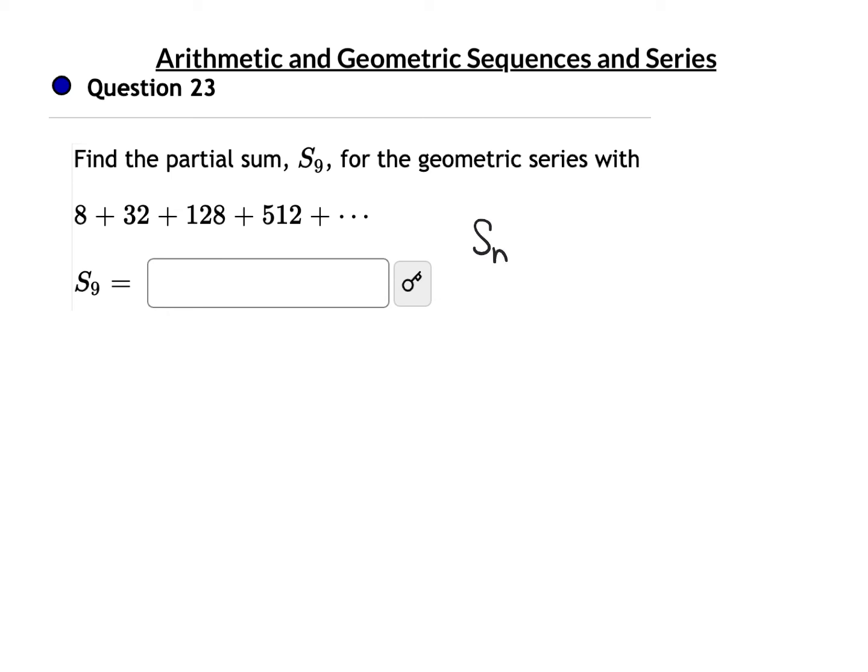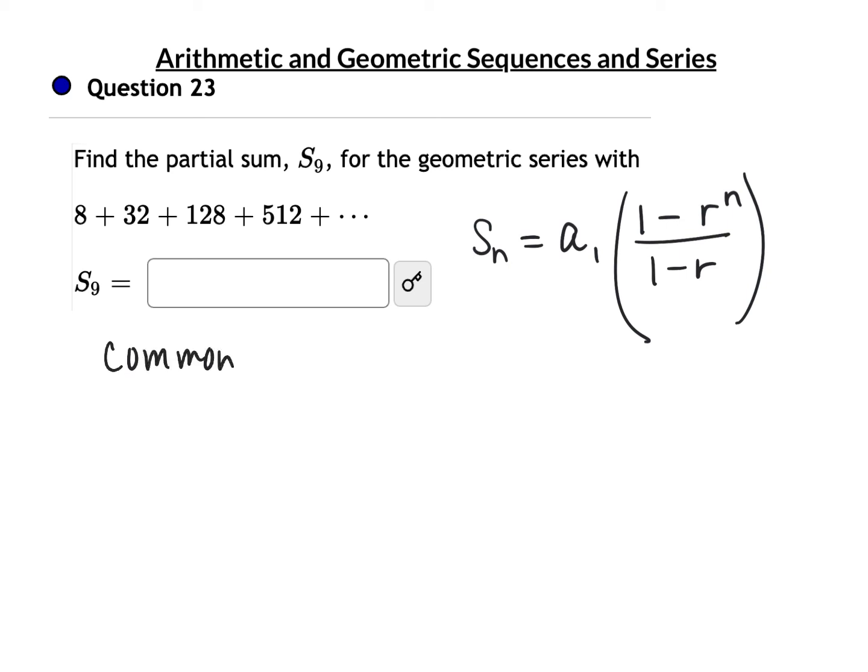Question 23. We're going to find the partial sum using the formula. S sub n, the sum of the first n terms, is equal to the first term, call it a sub 1, times 1 minus the common ratio to the power of n, over 1 minus the common ratio. We need to find that common ratio.